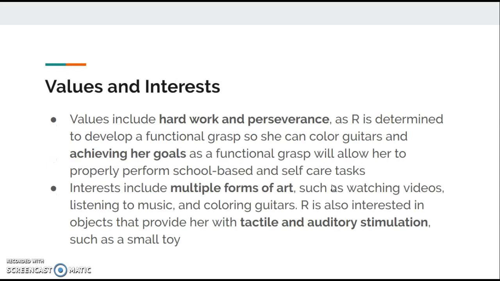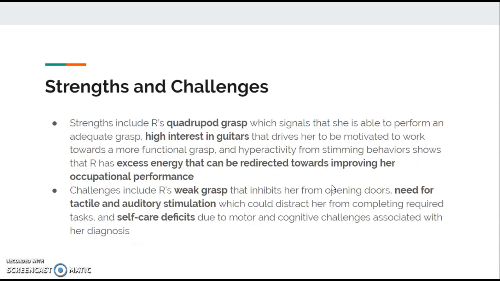Her values and interests include hard work and perseverance, as R is determined to develop a functional grasp so she can color guitars, and she also values achieving her goals, as a functional grasp will allow her to properly perform school-based and self-care tasks. Her interests include multiple forms of art, such as watching videos, listening to music, and coloring guitars. She is also interested in objects that provide her with tactile and auditory stimulation, such as a small toy.